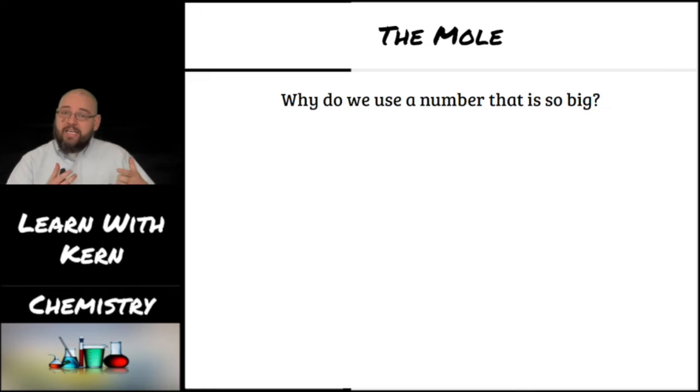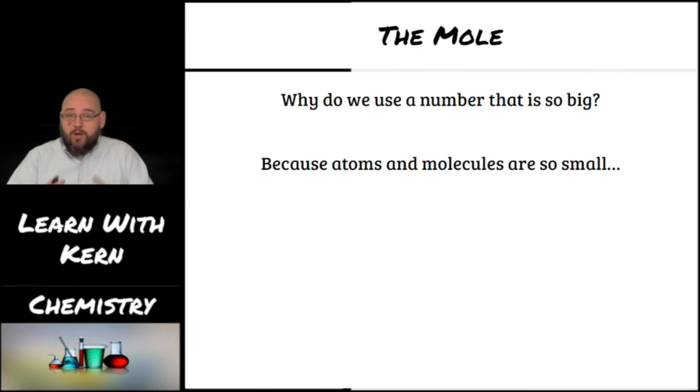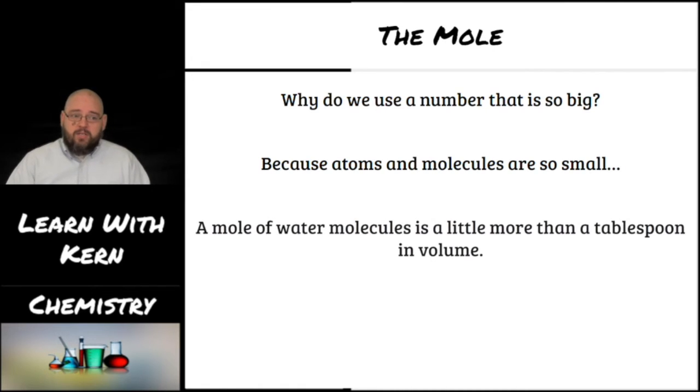So why do we have a number that is so big? Why do we need to use a number of 602 hexillion things? Well, it's because atoms and molecules are so incredibly small. And we have so many of them when we're dealing with chemistry. Atoms and molecules are so incredibly tiny that we need a huge number to count them. So, for example, a mole of water, 602 hexillion molecules of water, would take up a volume of a little less than a tablespoon, or a little more than a tablespoon. That's not a whole lot of volume, but there's 602 hexillion molecules in that tablespoon of water.